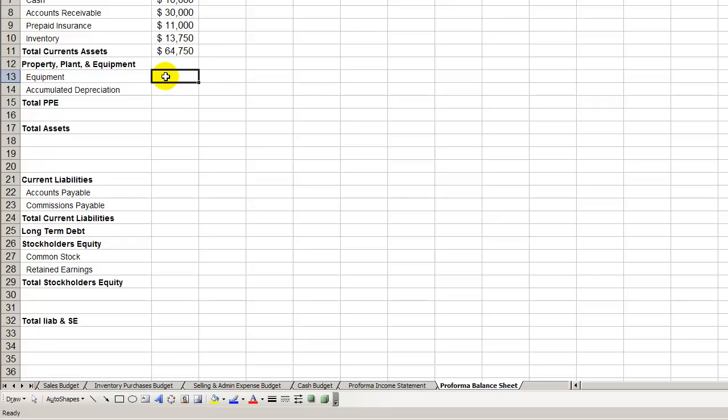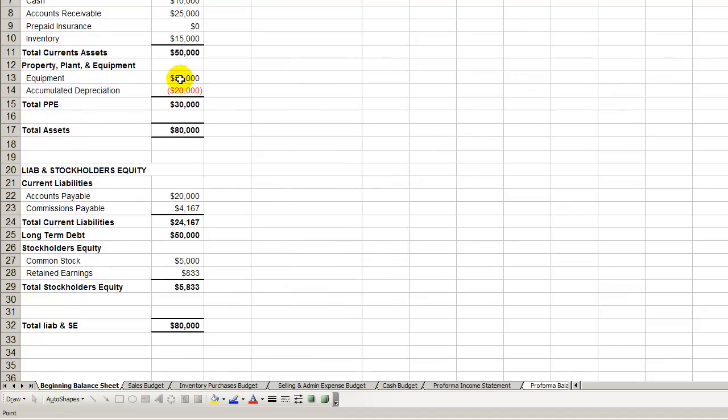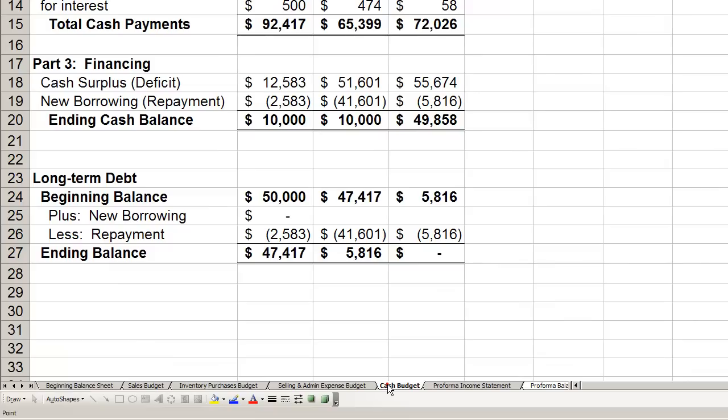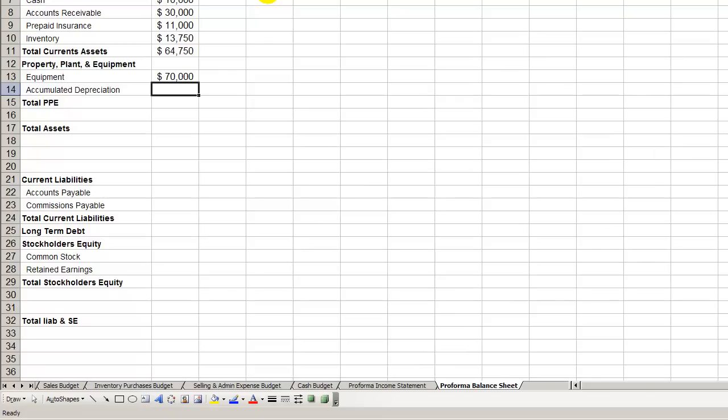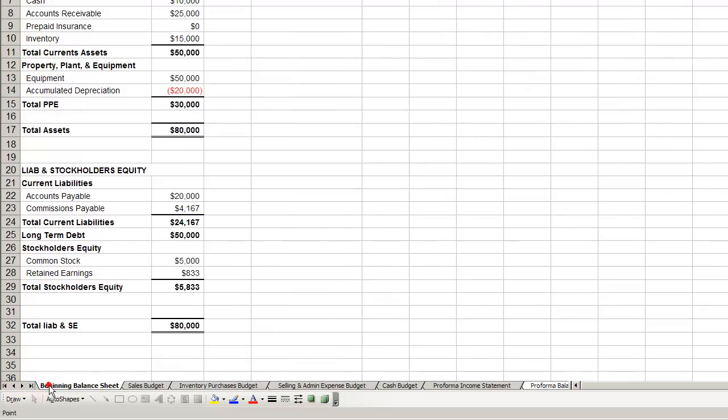Your property, plant, and equipment. You began with a balance on your beginning balance sheet of $50,000, but you also purchased some equipment that is on your cash budget. You purchased $20,000 worth of equipment in January. Your accumulated depreciation is equal to your beginning balance on your beginning balance sheet, $20,000.